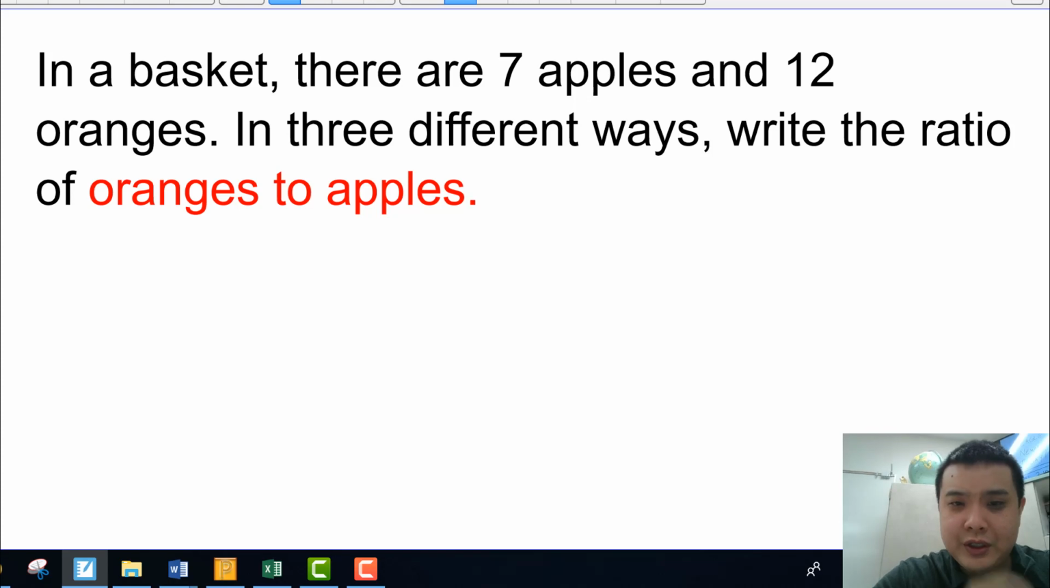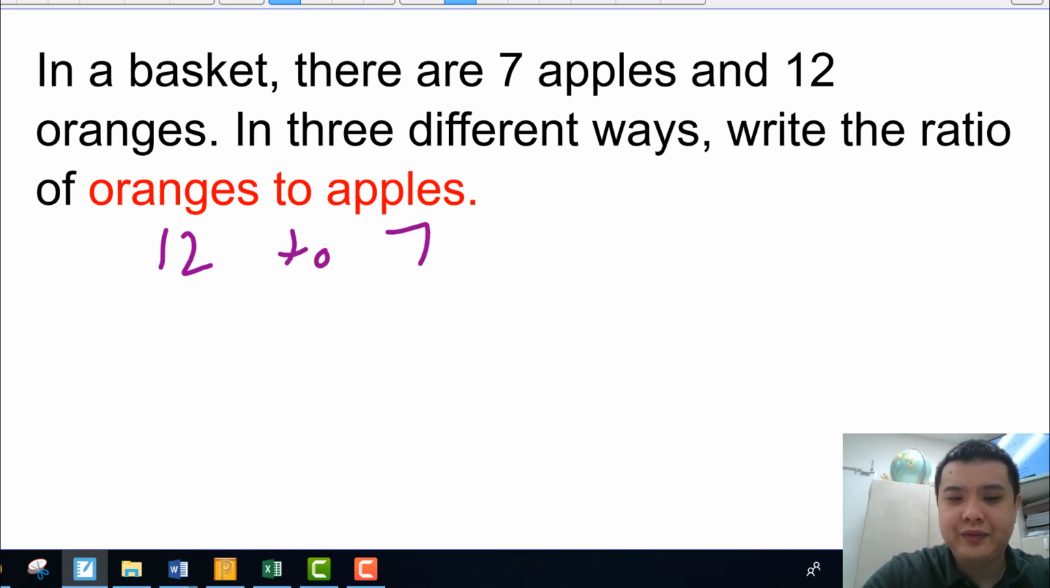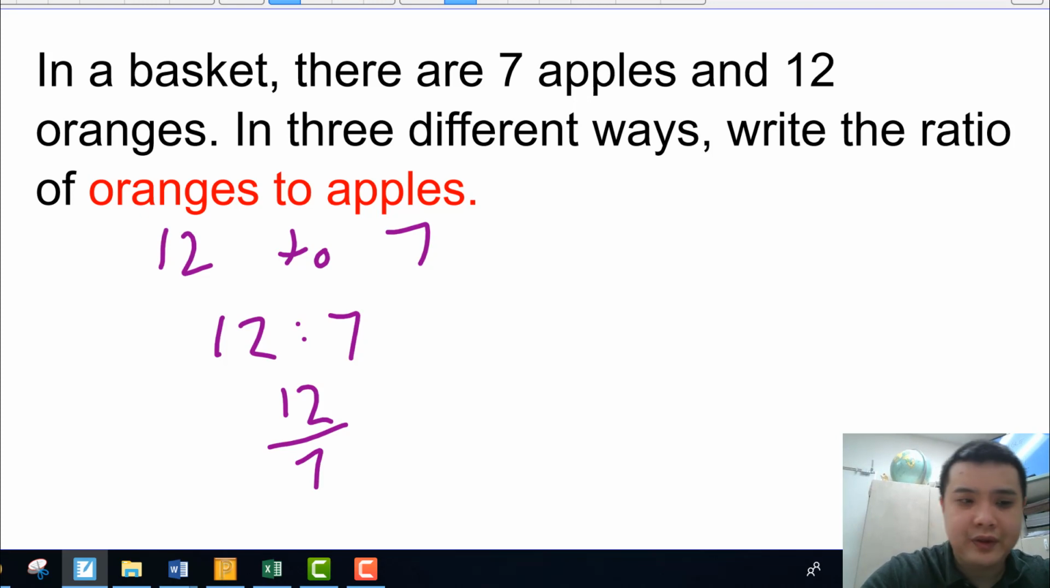Another way we can do this is to do it with oranges to apples. Now it sounds the same, but it's actually different because oranges comes first this time. Okay? So we're going to put our oranges, which is 12, to apples, which is 7. And again, that'd be 12 in terms of colon, 12 to 7. And finally, as a fraction, is 12 to 7. Okay.